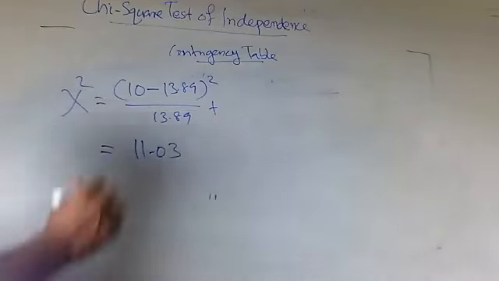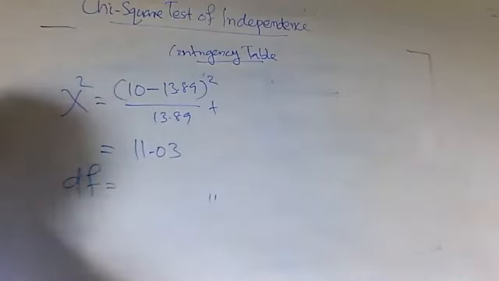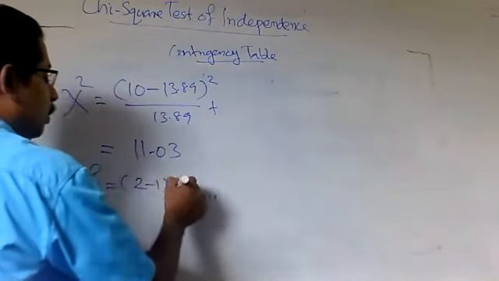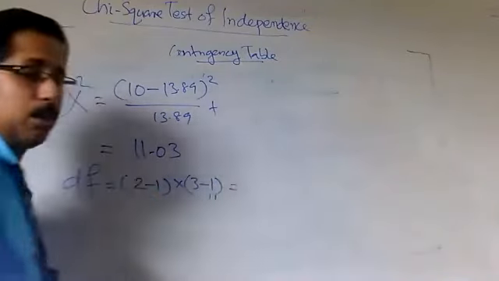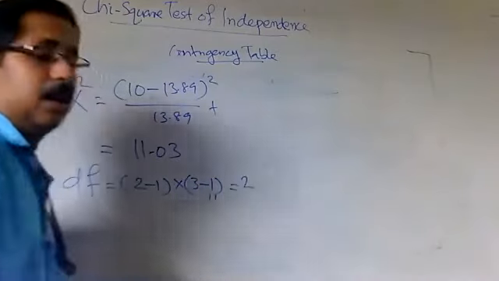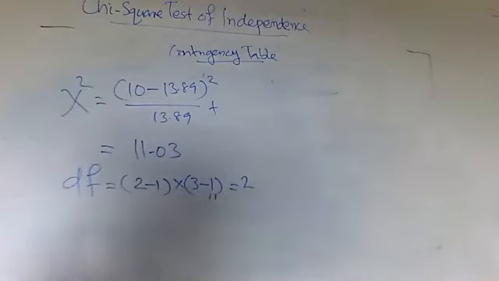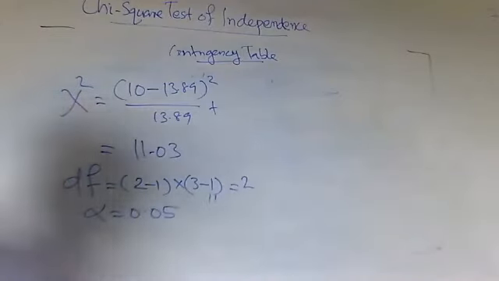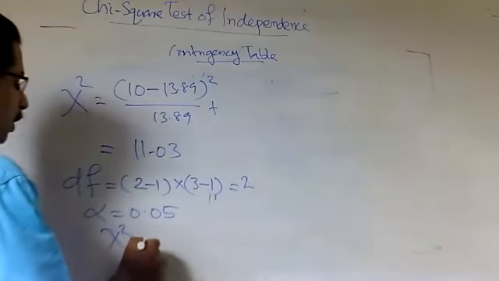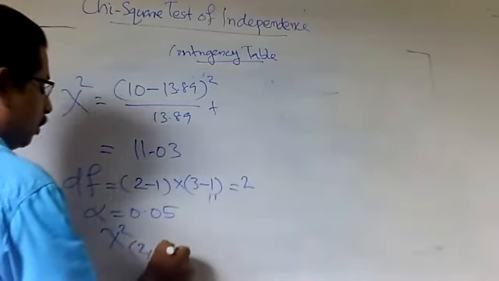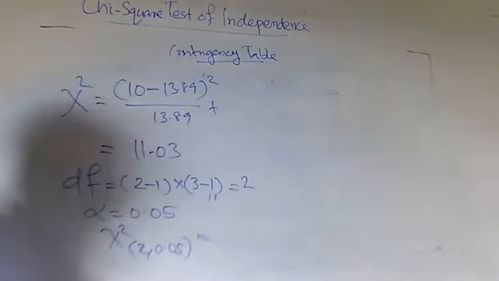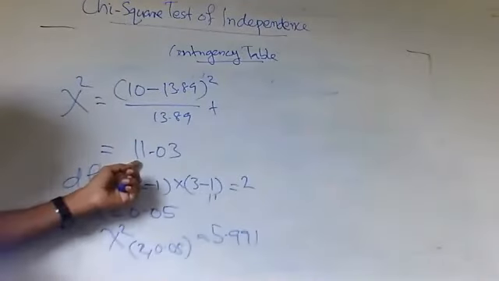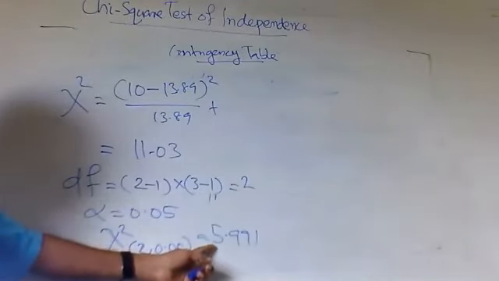Now use the table. To use the table you need degrees of freedom. Here we have 2 rows, so (2 minus 1) into (3 minus 1). That value is 2. Now you fix your alpha. Suppose your alpha is 0.05. Then from the chi-square table you find the value for chi-square with 2 degrees of freedom at 0.05. That value is 5.991. So note that the calculated value is 11 and the table value is 5.9.